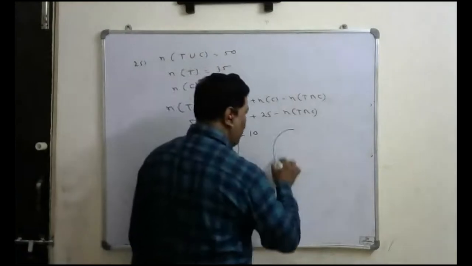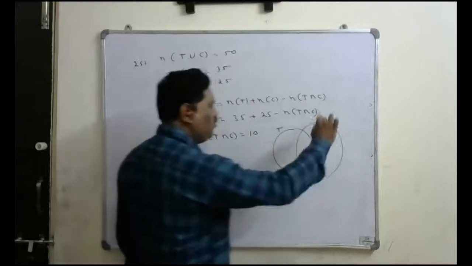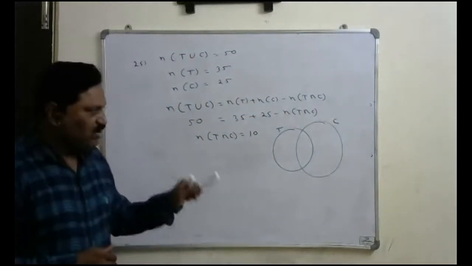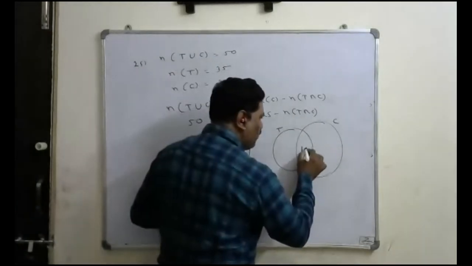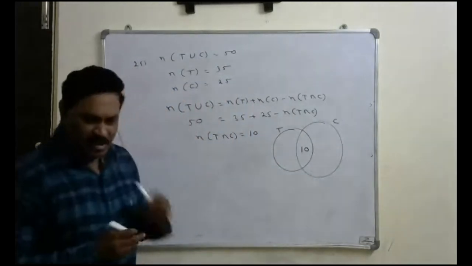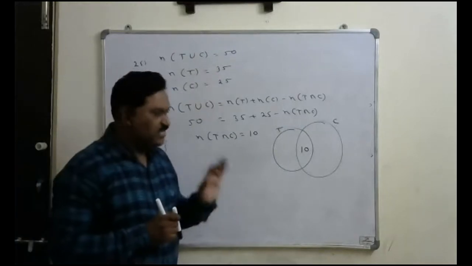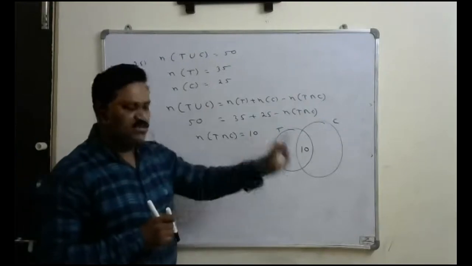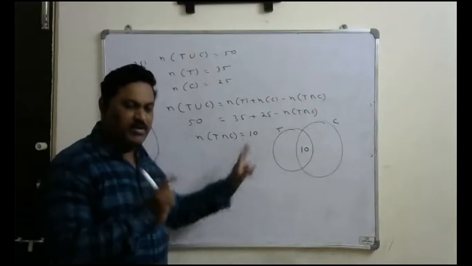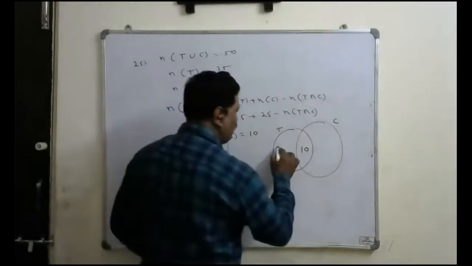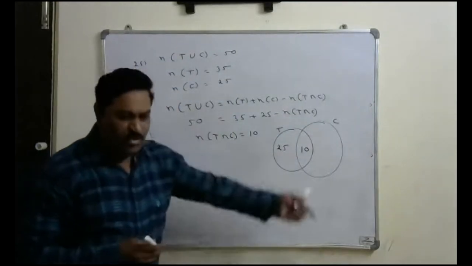Now we have the Venn diagram here, because the universal set itself is the union of these only. So you don't need to form a separate universal set. Now they have given T intersection C is 10, means the common members are 10, and N of T is 35. Out of the 35, 10 members will take both tea and coffee. Then how many members will take the tea only? 25.